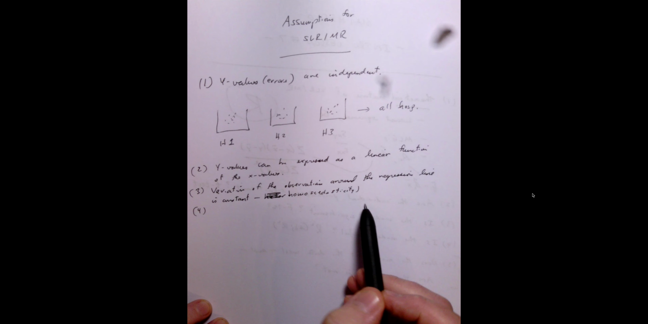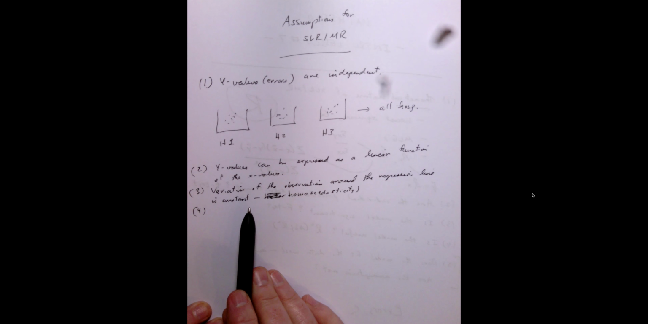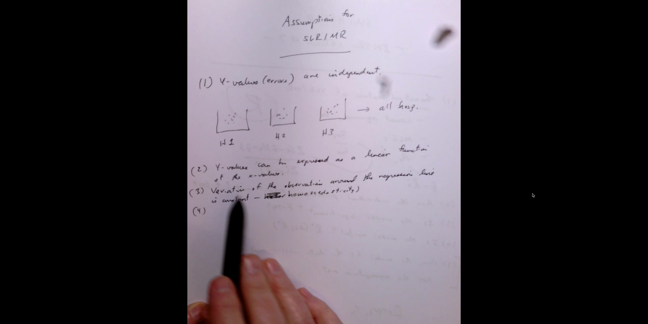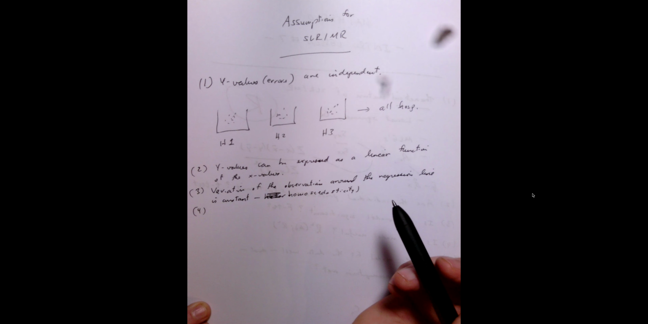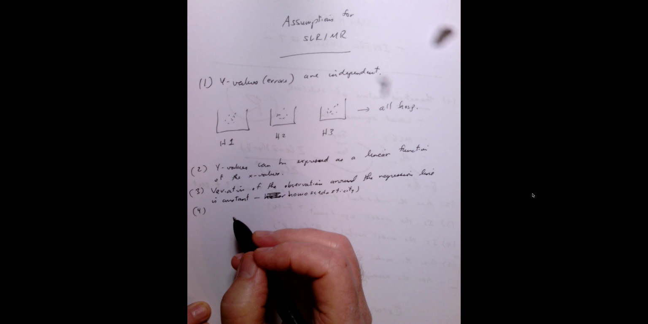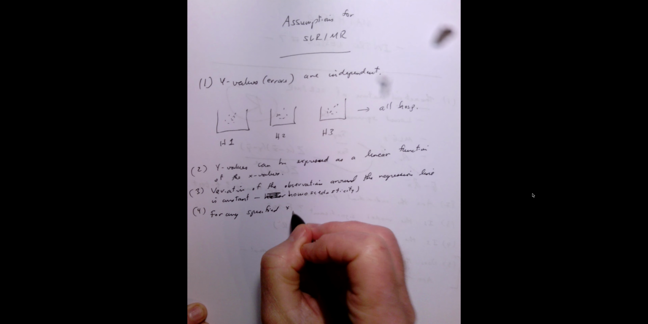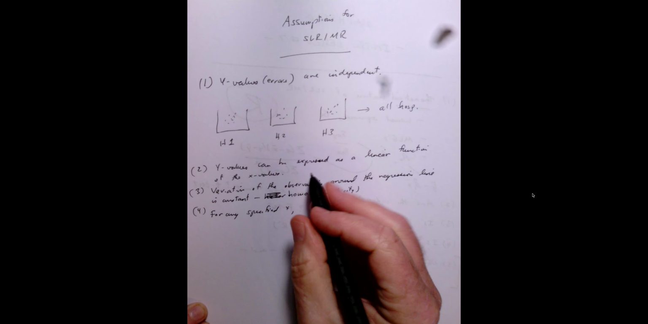So homoskedasticity is that we have equal variation, or constant variation, around our regression model. The fourth one: for any specified x value, the y values, or our errors, are normally distributed.